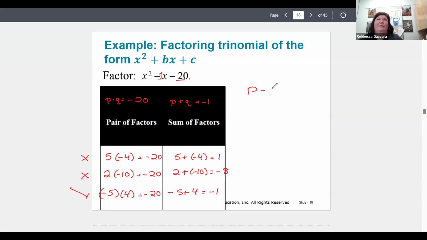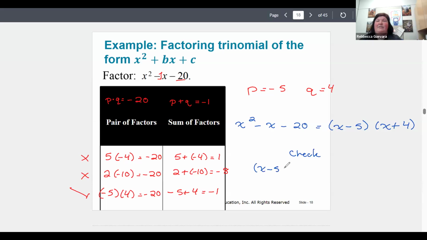So here we'd see, well, what if p would be negative 5 and our q was 4? So we'd end up with x squared minus x minus 20, which we think probably factors into x minus 5 and x plus 4. So we're just going to check it and make sure that is in fact what happens. x minus 5, x plus 4.